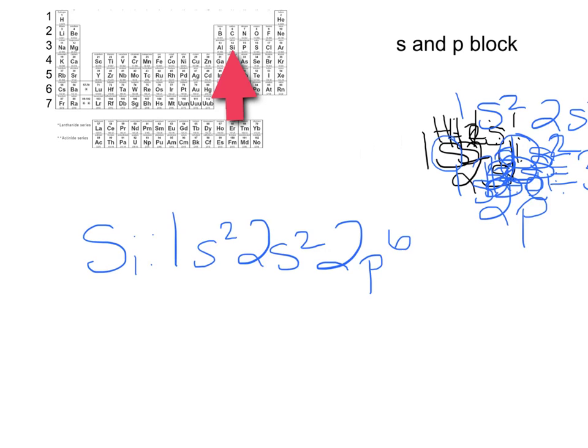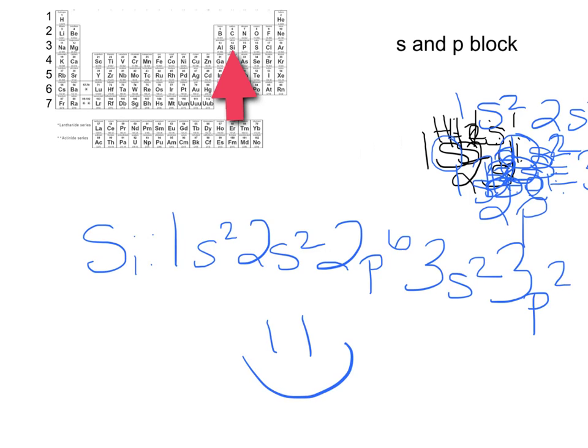Then I've got my third line, 3s2. I think I'm good, maybe. And then, still in the third row, 3p2. Full configuration. Yay! Alright, so if you want to keep going, I'm going to do some more complicated stuff. I'm going to do d block and I'm going to do f block. If you're ready.